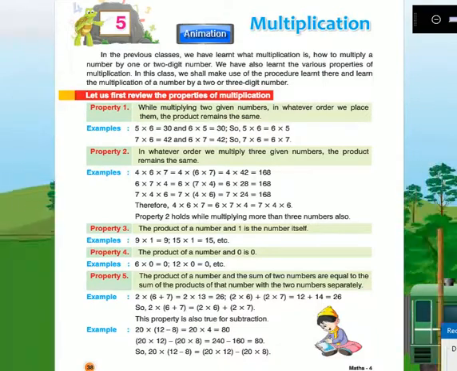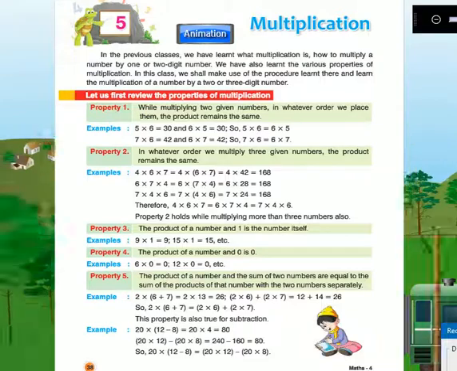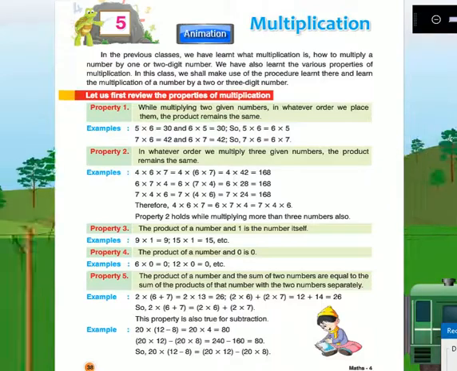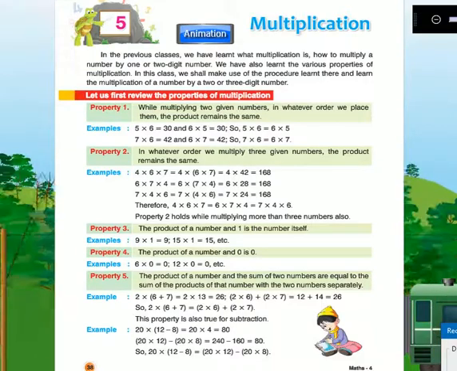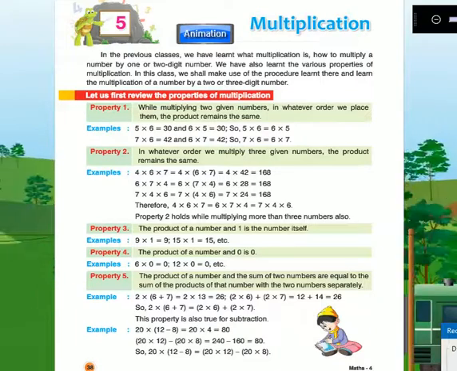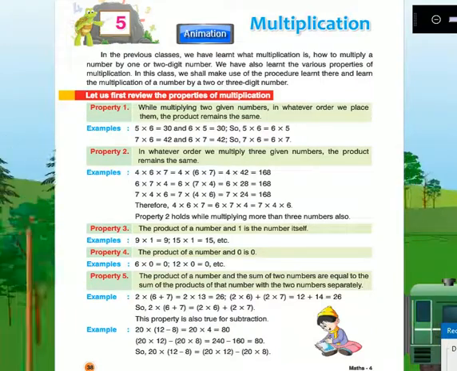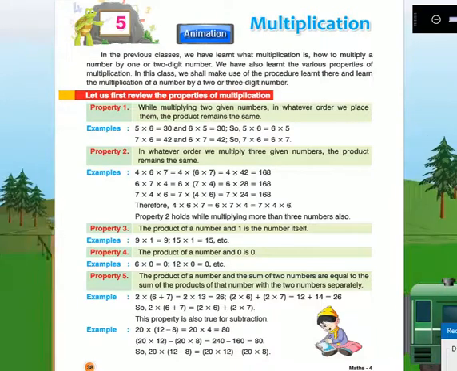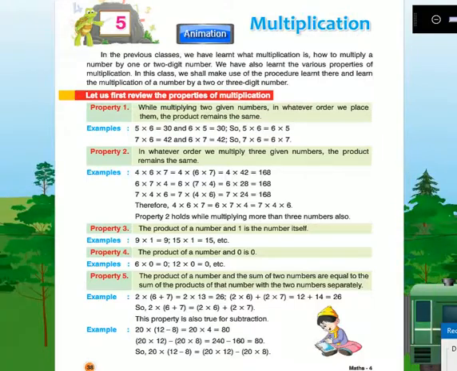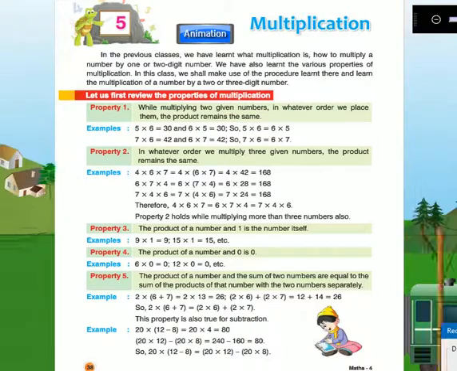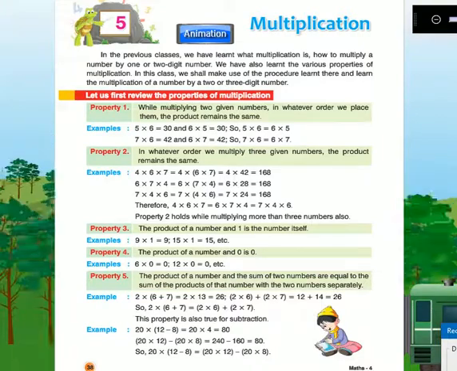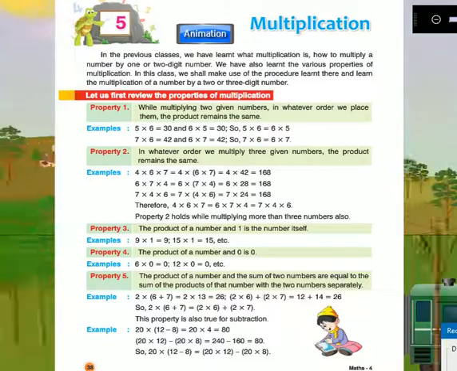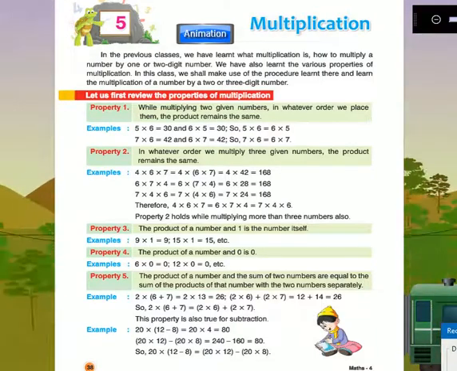Property 2. In whatever order we multiply three given numbers, the product remains the same. Property 3. The product of a number and 1 is the number itself. Property 4. The product of a number and 0 is 0. Property 5. The product of a number and the sum of two numbers is equal to the sum of the products of that number with the two numbers separately. Here are the examples for you to look at, children. I hope you find them interesting.